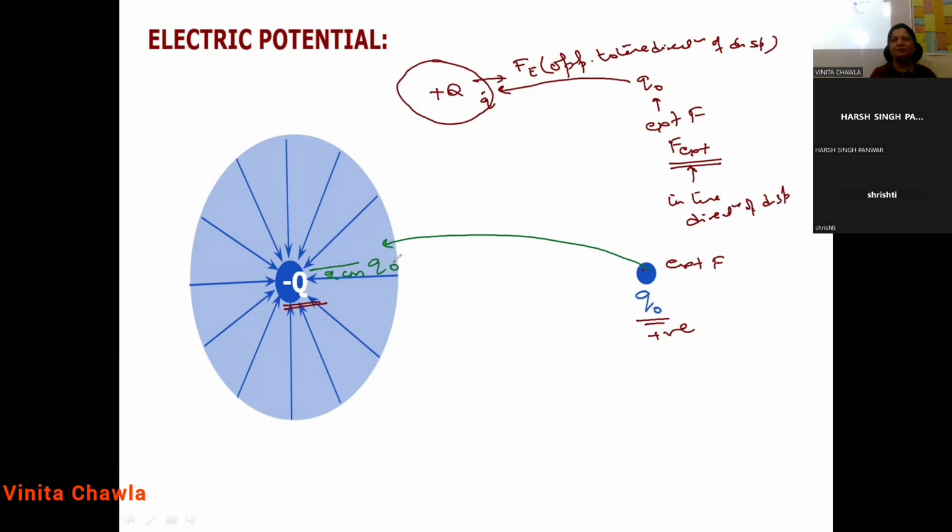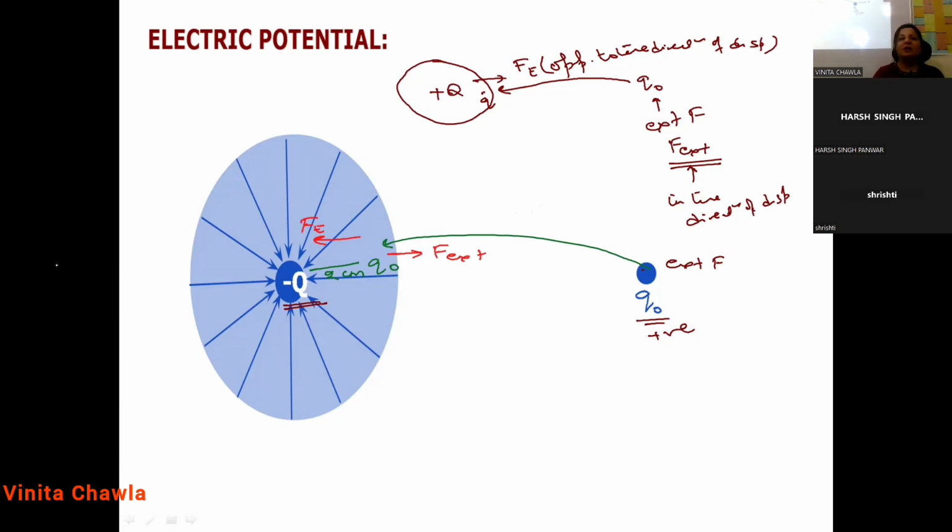Okay, because now this time electrostatic force is acting in this direction, but this charge has to apply force in the opposite direction to maintain its position in the field of source charge. Again, these forces are equal and opposite.